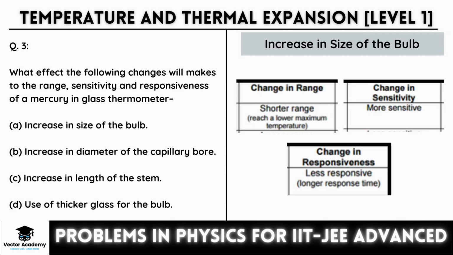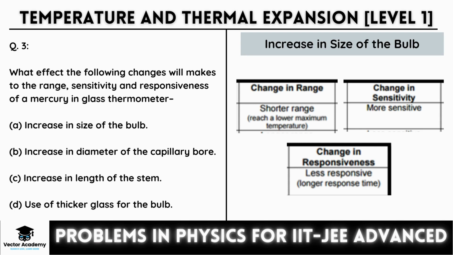When the size of the bulb is increased, its volume increases, resulting in decrease of height or range of mercury level. Sensitivity increases as more length is covered per unit increase in temperature due to the short range of the thermometer.